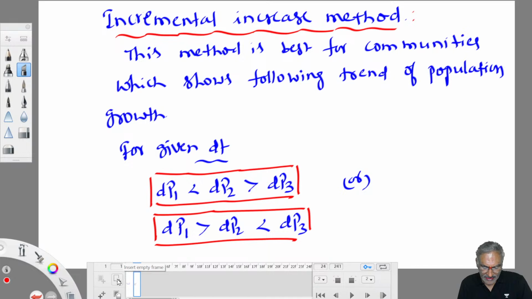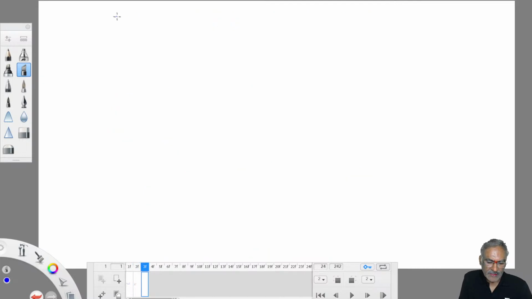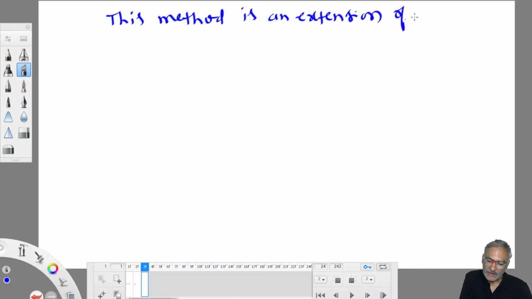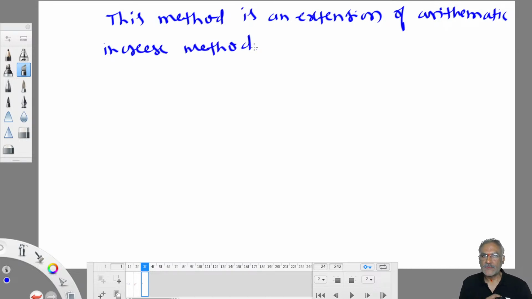So this method is an extension of the arithmetic increase method. It is no different from the arithmetic increase method, just an improvement over that. The extra thing that we work out in this method is y bar, that is the increment over increases. So the future population is forecasted based on the increment over increases.